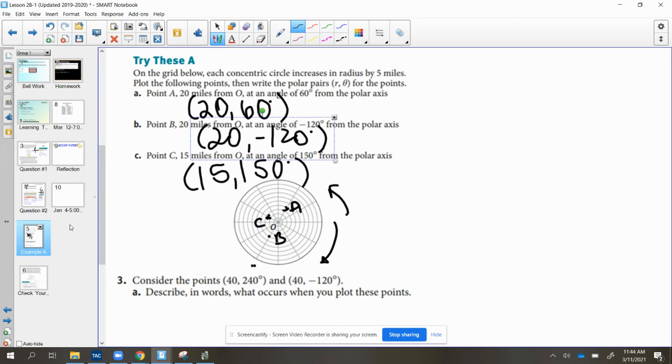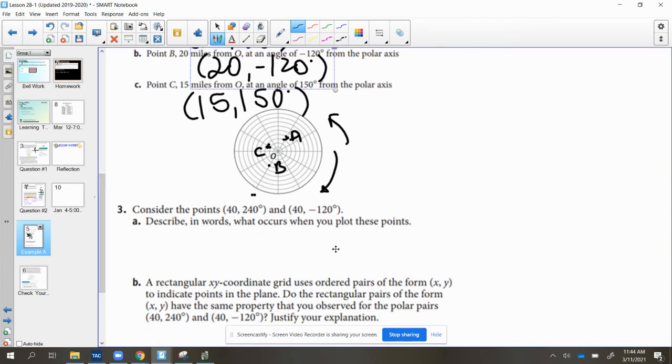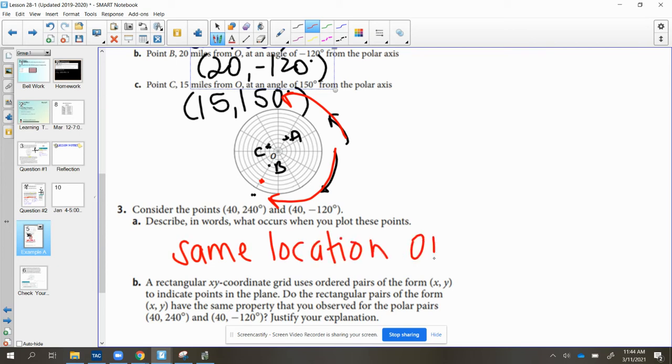Now, if we talk about the points 40, 240, or 40, negative 120, either way, what we're going to see is that those 2 points are both here. If we go positive 240 around versus negative 120, we end up at that same point. They're at the same location on the polar grid.